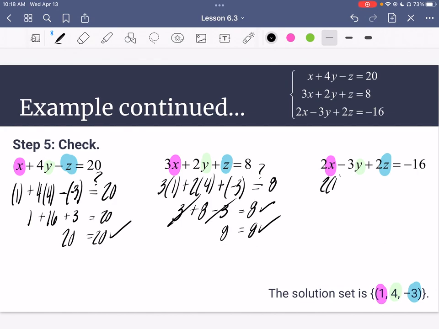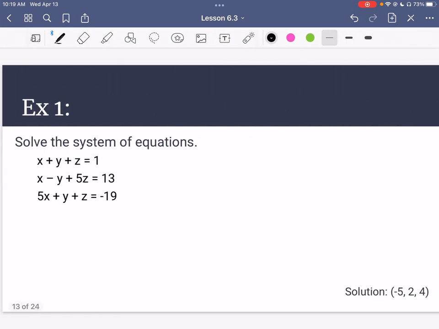Okay, then the last one here, plug these in again. I get 2 minus 12 minus 6. 2 minus 12 is negative 10. Negative 10 minus 6 is negative 16. So that does, in fact, check out as well. Okay, so remember, the solution only works and satisfies all of the equations if it works in every single one.